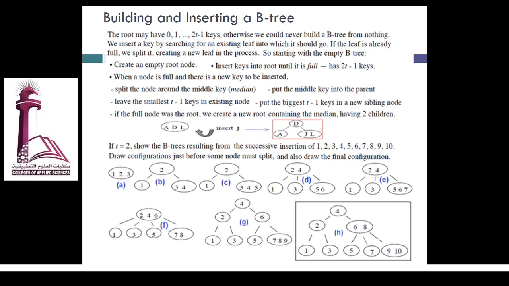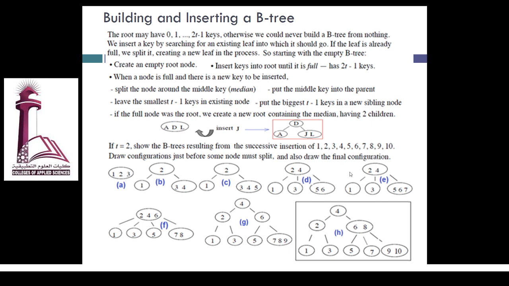We are going to insert the values from 1 to 10 into a B tree and the t value will be 2. From an exam point of view, this t value will be given in the question, so you just have to apply the formula. So how to insert? First you create an empty root node and insert 1, then 2 and 3.